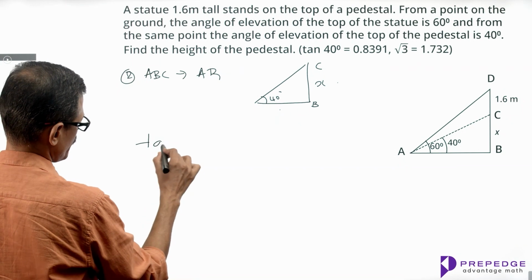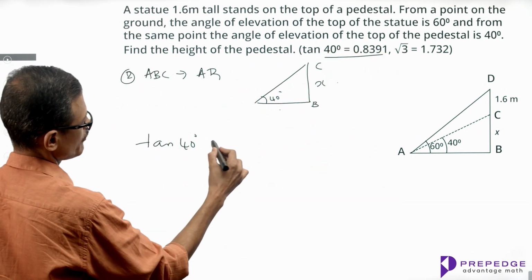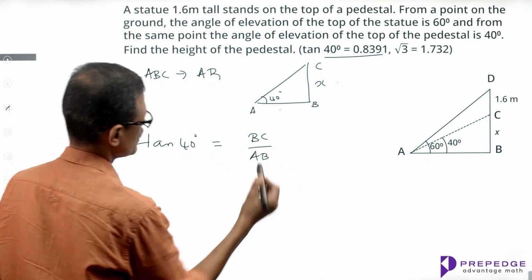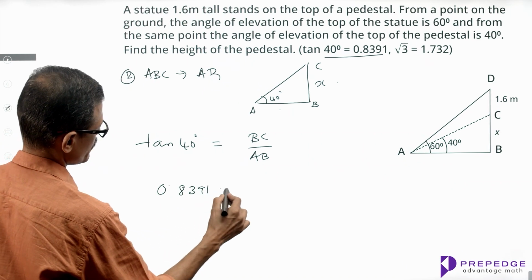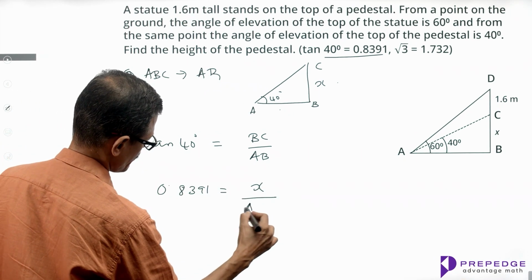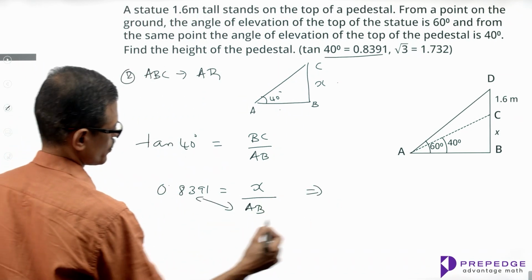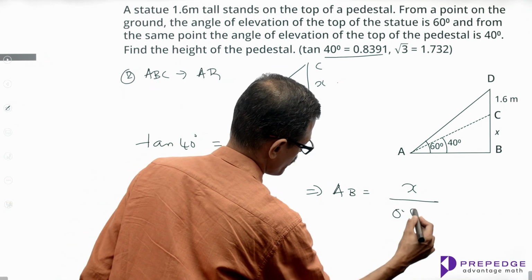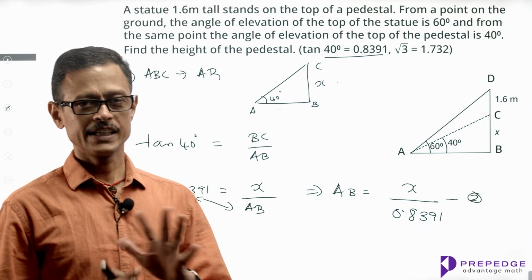So tan of 40 degrees, that is the one for which they have given us the value. We can't do anything else. Tan 40 degrees is equal to BC divided by AB. So tan 40 degrees is 0.8391. BC is equal to x divided by AB. So to find AB, we will cross multiply both these terms. So AB will be equal to x divided by 0.8391. This is the second way of computing AB.